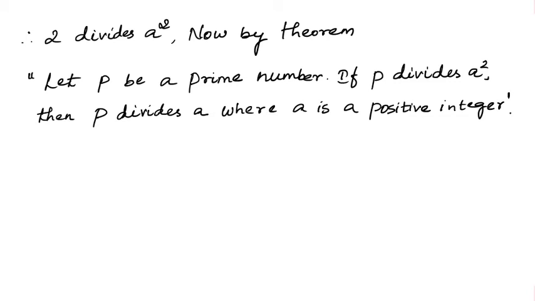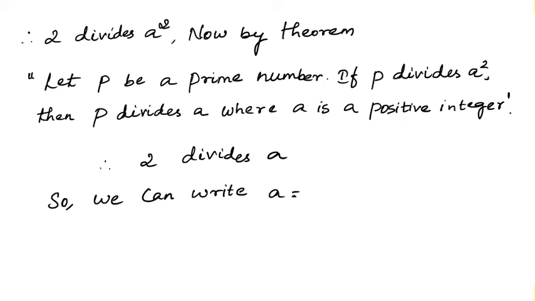So using the above theorem, we get 2 divides a. So we can write a is equal to 2c for some integer c. So now we got a value to be 2c.